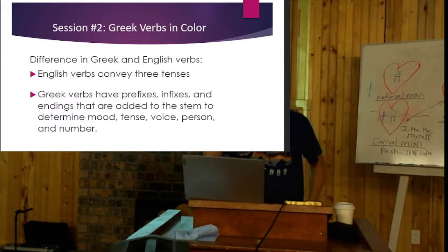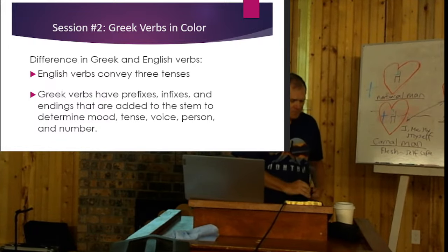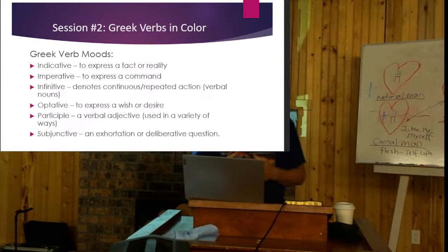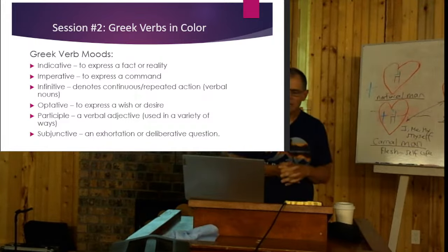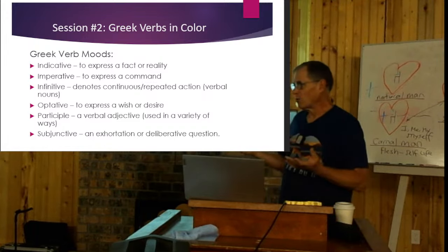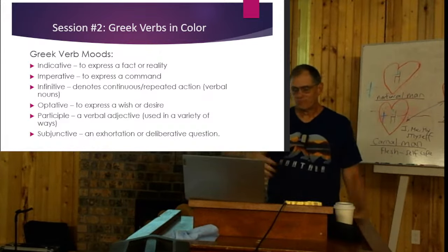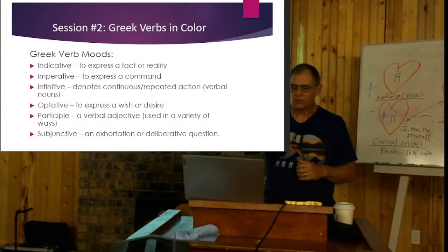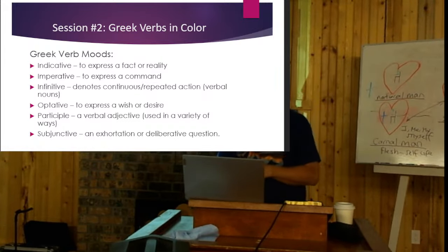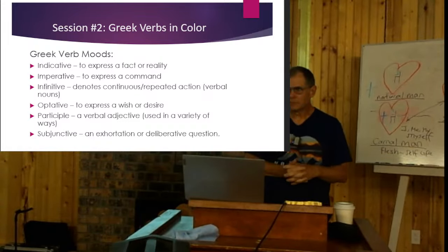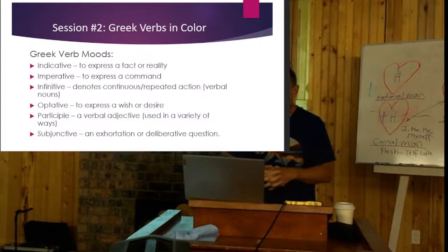So let's think about the verb moods. There are seven moods, and we're talking about Koine Greek. Indicative is the most often used, and it just expresses a fact or reality. The man walked to the store. Indicative. The man walked to the store. Imperative expresses a command. You shall walk to the store. Okay? You shall walk to the store.